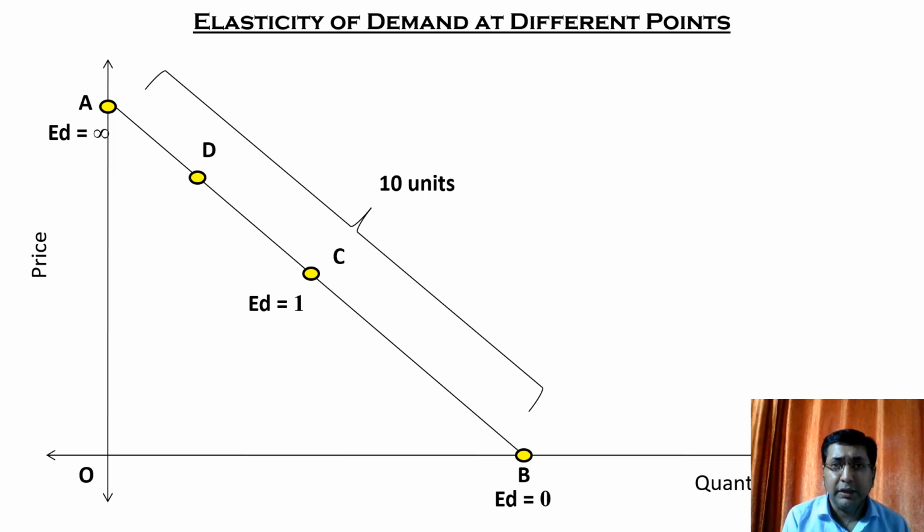At point D, lower segment is more than the upper segment, so the answer you are going to get would definitely be more than 1. ED is greater than 1 at point D. At point E, lower segment is less than the upper segment, so the answer would definitely be less than 1. So at point E, ED is less than 1.